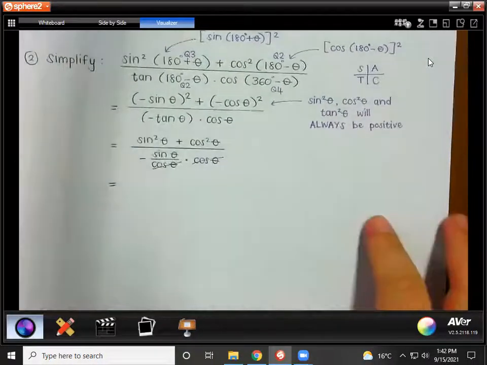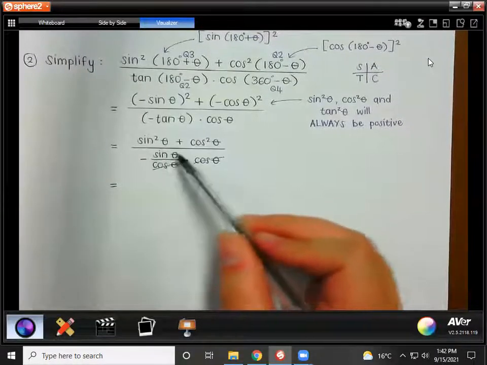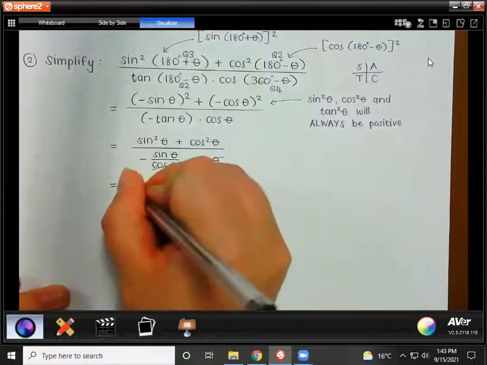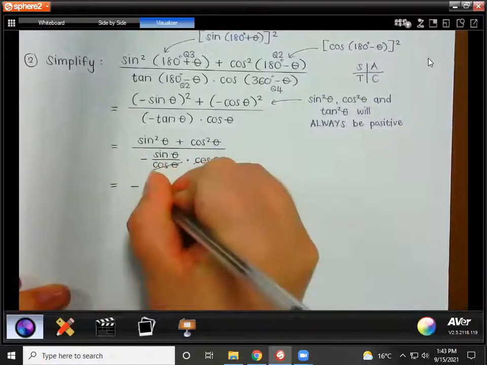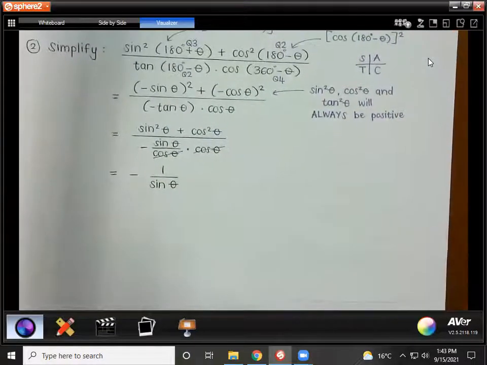So what is my final answer going to be, guys? What's going to be left at the bottom? Sine, but we need to put that minus in front. Okay, so let's make it negative 1 over sine theta. Okay, because it would be 1 over negative sine, but then we just need to put that minus in front.